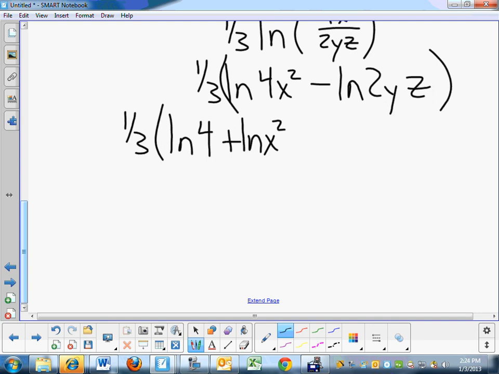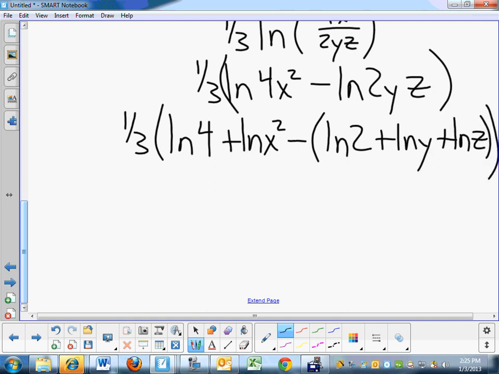Now, watch this. Am I subtracting just the natural log of 2, or am I subtracting all of it? All of it. So I got to go minus, parentheses, natural log of 2, plus natural log of y, plus natural log of z. Should we distribute our negative through? Let's do that. So all we have to do now is we distribute our negative through, and what else? What's the last step?